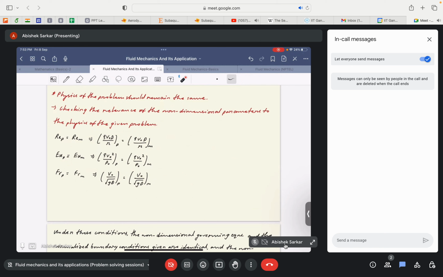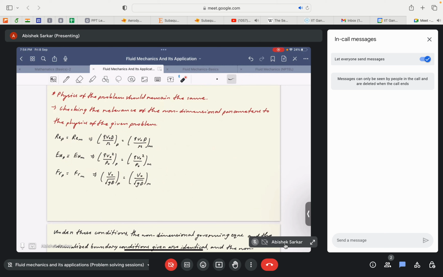Because these are not decided arbitrarily, okay? So there exists a very tedious manner by which one arrives at a conclusion that yes, finally we need to match the Reynolds number of the prototype and the model so that we can finally calculate our required parameters.